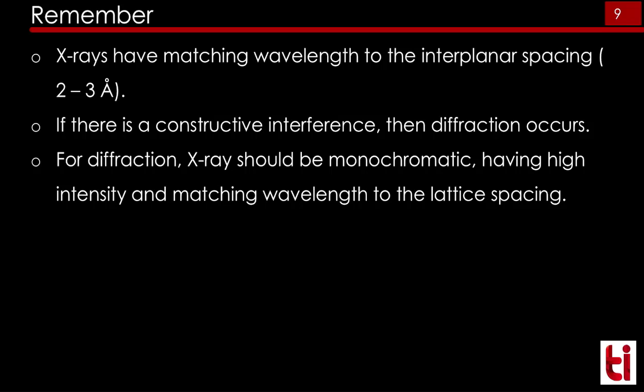Remember that X-rays have a wavelength matching the interplanar spacing, that is 2 to 3 angstroms. That's why we use them for diffraction. And X-rays should be monochromatic for diffraction. They should have high intensity, and they should have a wavelength matching the lattice spacing.